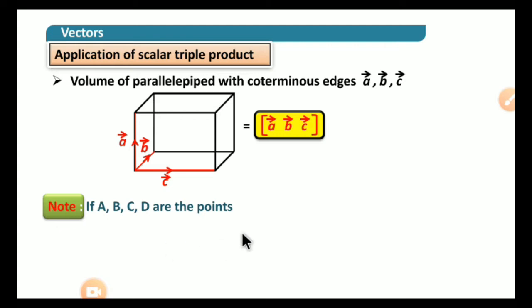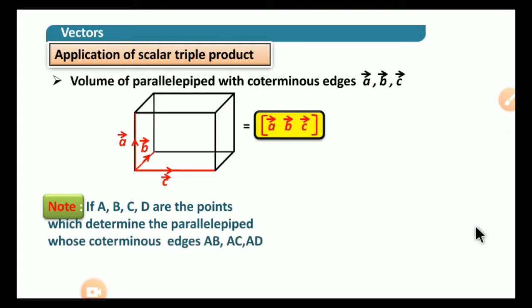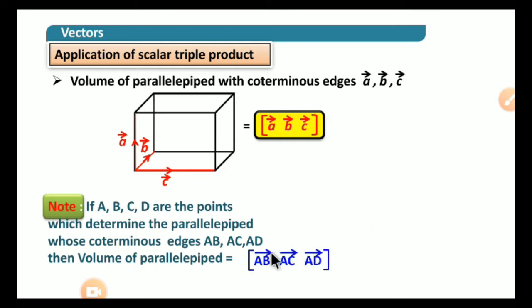Here remember this note point: if A, B, C, D are the points which determine the parallelepiped whose coterminous edges are AB, AC and AD, then the volume of the parallelepiped is equal to the box product of AB, AC, AD, because AB, AC, AD are the coterminous edges of a parallelepiped. So this is the first application of scalar triple product.